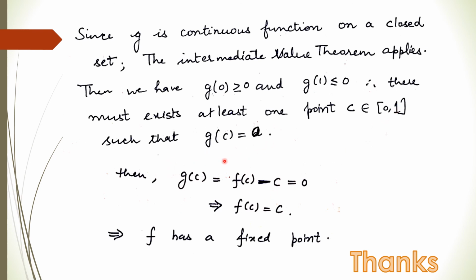So when we take g(c) to be 0, what is g(c)? It is nothing but f(c) minus c. Putting it equal to 0, we get f(c) = c. So it means f has a fixed point, and this is what we wanted to prove. Whenever f is continuous and defined on a compact and convex set, it always attains a fixed point. So this is Brouwer's fixed point theorem in one dimension.